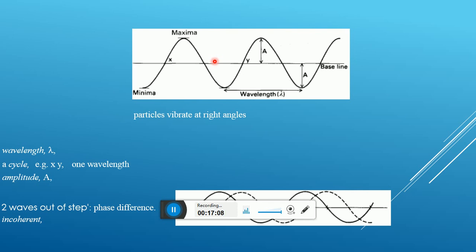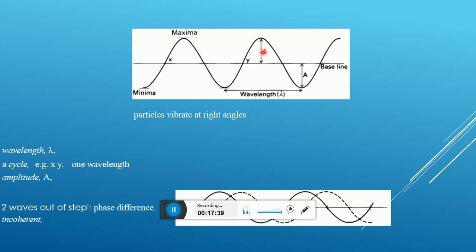The wavelength is defined as the distance between two symmetrical parts of wave motion. One complete oscillation is called a cycle. For example, XY, between X and Y, is one cycle, and it occupies one wavelength between X and Y. The amplitude is the maximum displacement of an imaginary particle on the wave from the baseline. A is the amplitude.